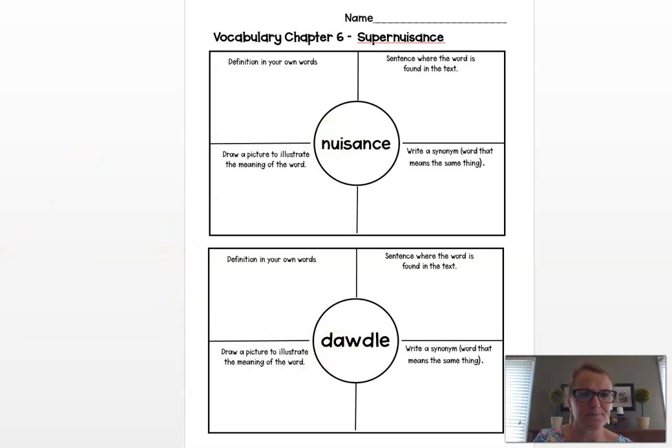First 2 words. Then your next 2 words are scant and plotted. You're going to do the same thing: definition in your own words, the sentence where the word is found in the text, a picture to illustrate it, and a word that means the same thing. By doing these activities, boys and girls, we really want you to understand the true meaning of the word so you can apply it in your writing and when you're speaking from now on.